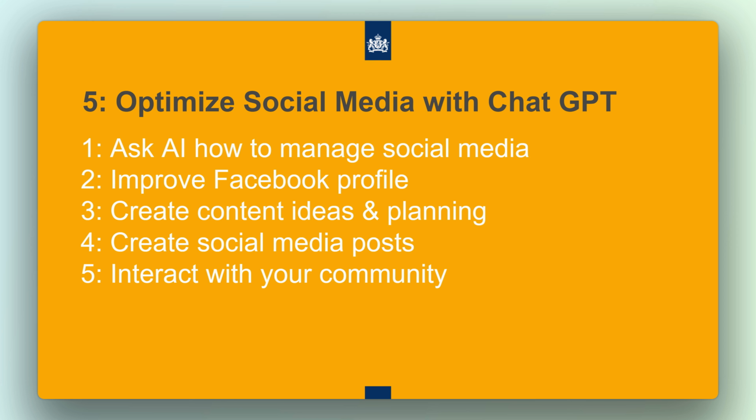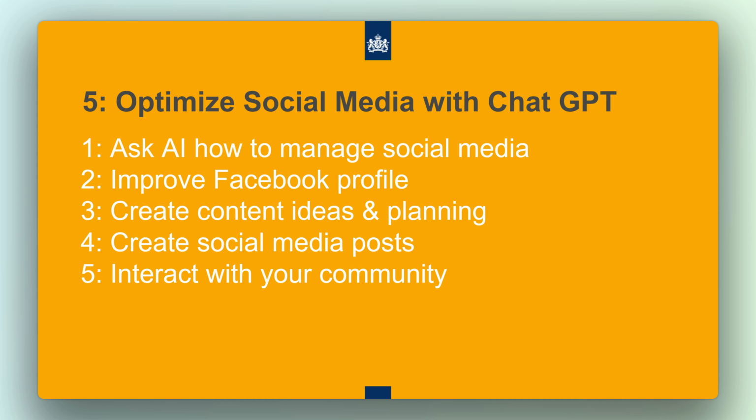My name is Guido van der Graaf, and in video 5 we're going to learn to optimize your social media with ChatGPT. And we're going to do that by first asking how do you actually manage your social media, and then we're going to verify that and improve that with the help of CBI knowledge. Based on that, we're going to improve your Facebook profile. We're going to create some content ideas and planning, and then make social media posts based on existing images that you already have. And last, we will learn how to interact with our community with the help of AI.